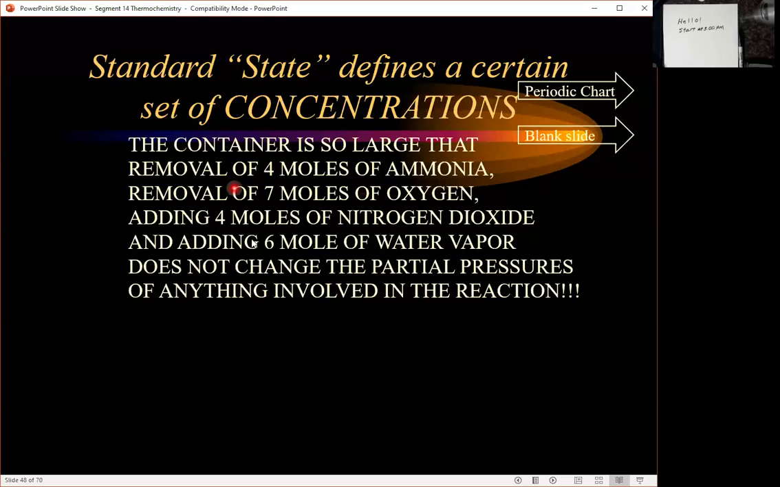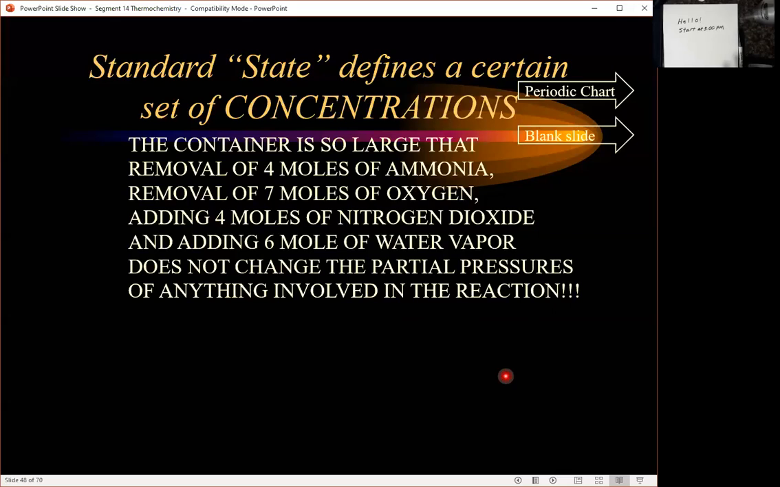Now, what does that mean? It means the container has to be so large that I could remove 4 moles of ammonia from it, and I wouldn't even change the mole fraction out in the 10th decimal place. That would have to be a pretty big container. I could remove the 4 moles of ammonia. I could remove the 7 moles of oxygen. I could add 4 moles of nitrogen dioxide and add 6 moles of water, and it doesn't change the partial pressure or mole fraction of anything because the container is too big.